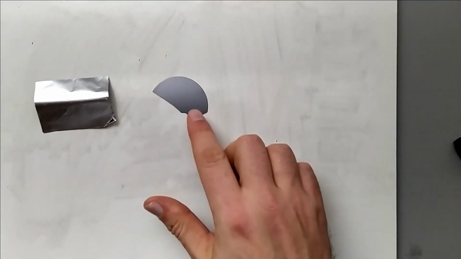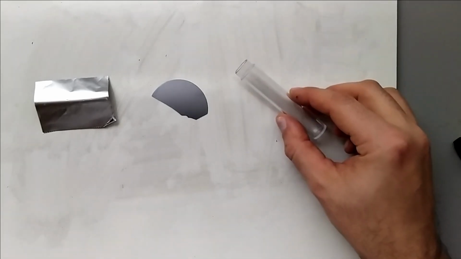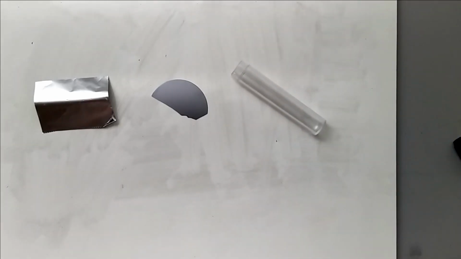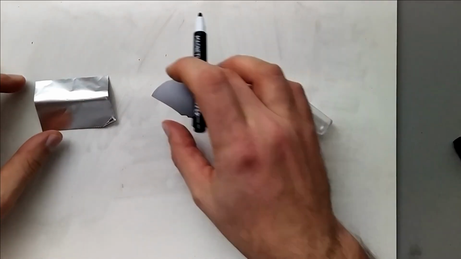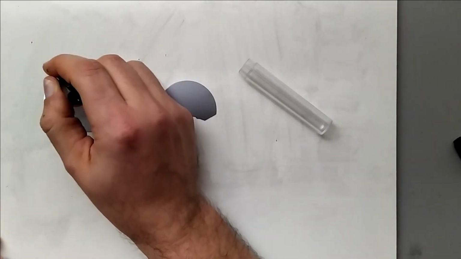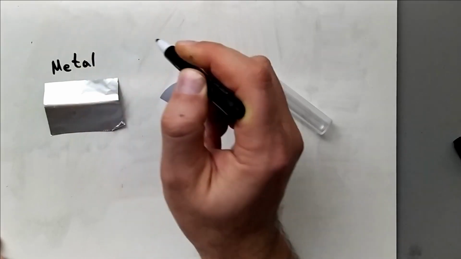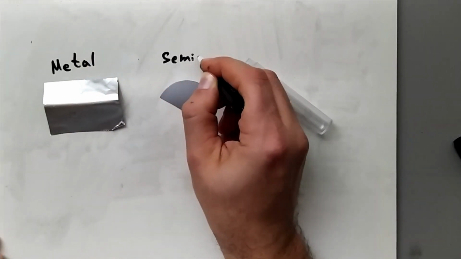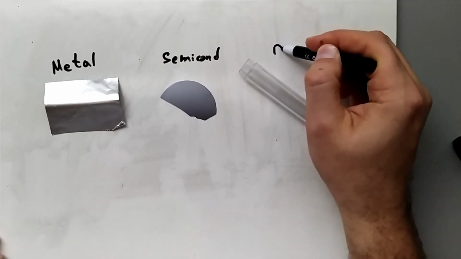In order to make it more representative, I have a few samples. Here is aluminum foil, here is a piece of silicon wafer, and here is some plastic tube. We can classify these materials as metal, semiconductor, and dielectric.